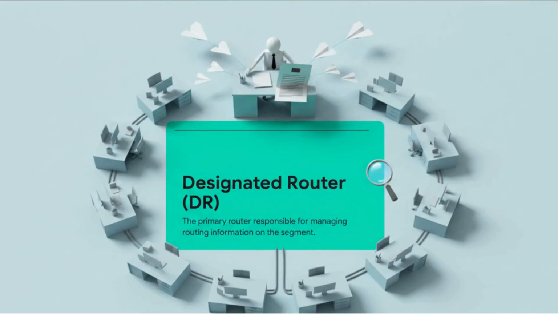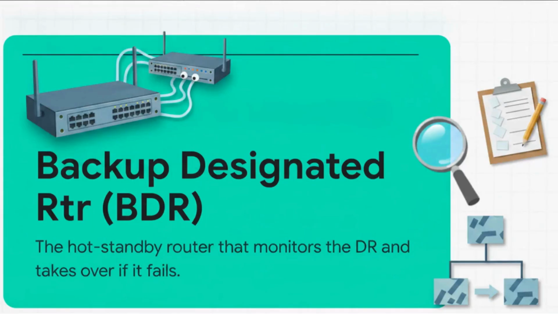To fix the total chaos of everyone talking over everyone else, OSPF introduces a couple of heroes to act as the central hubs. First up is the designated router, or DR for short. This is the primary router managing routing info on the segment, and it receives all link state advertisements, or LSAs. You can basically think of the DR as the office manager. Instead of every employee trying to update every other employee individually, everybody just drops their reports right on the manager's desk. The manager organizes it all, makes sure everyone gets the final official memo, and boom, all that redundant chatter is completely eliminated.